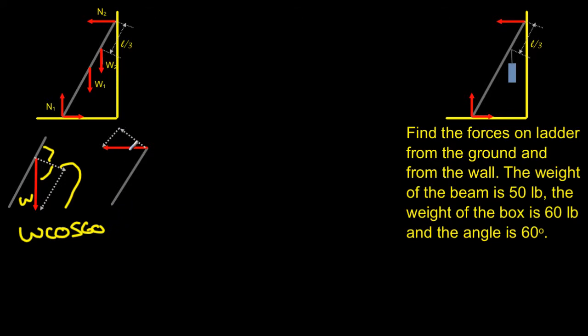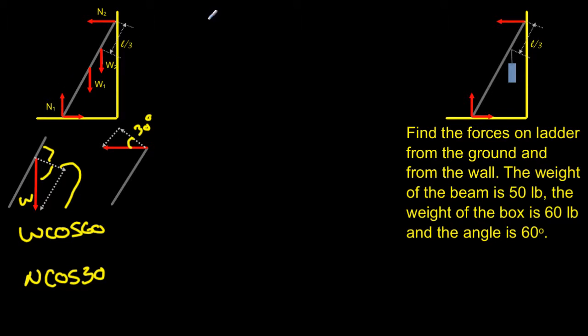Likewise, when we go up here, from alternate interior angles, this is 60. That makes this a 30 degree angle. And then it'll be N cosine of 30 for the torque. So we're going to use both of these values when we do our torques.